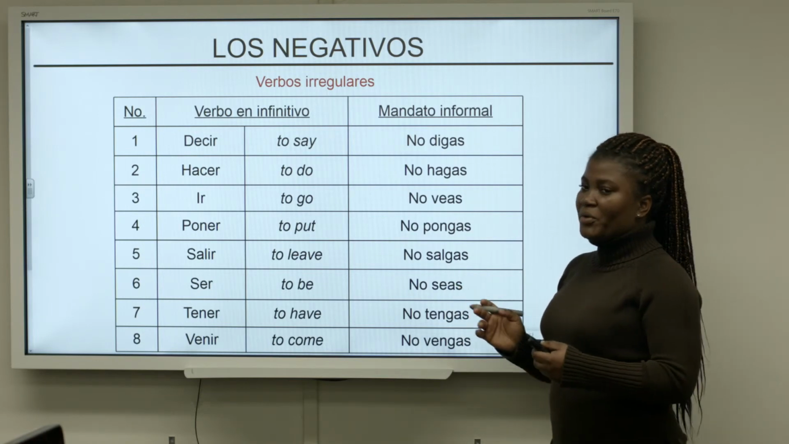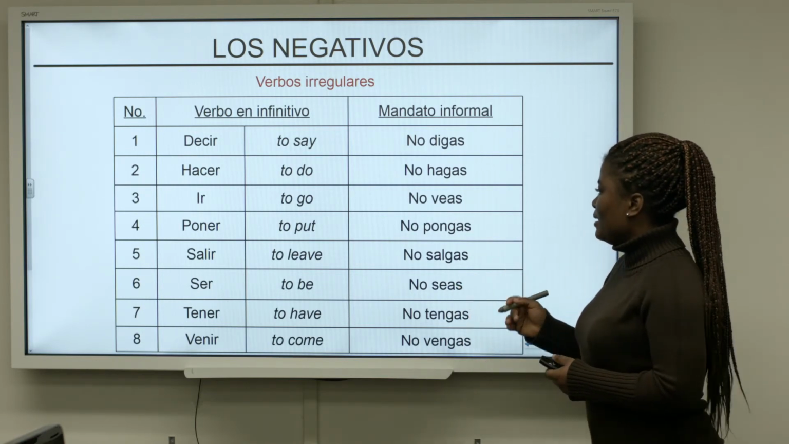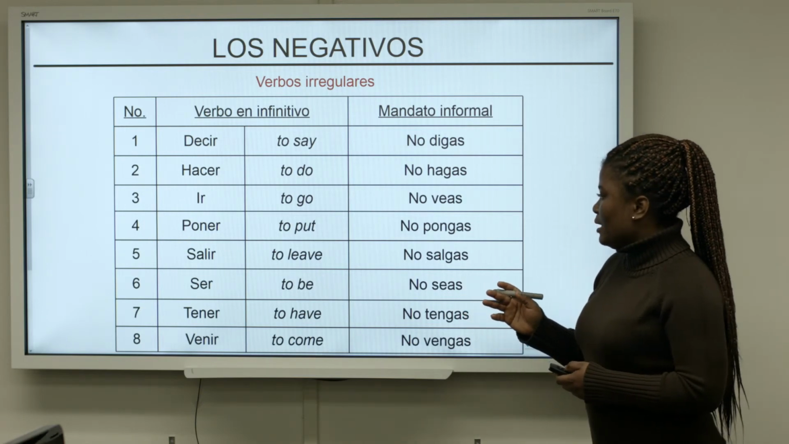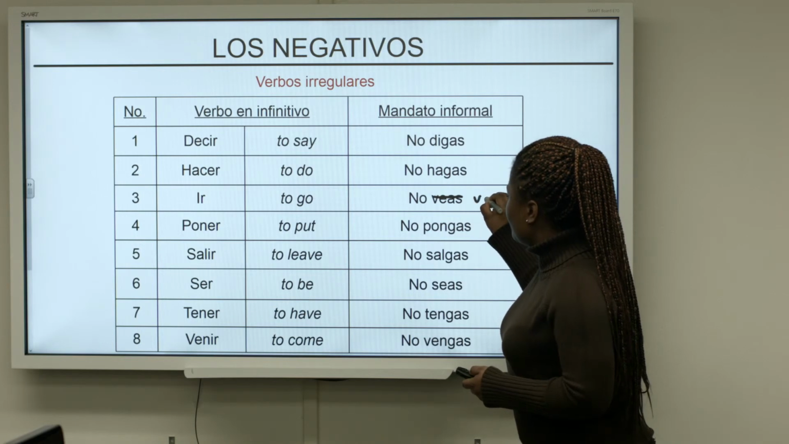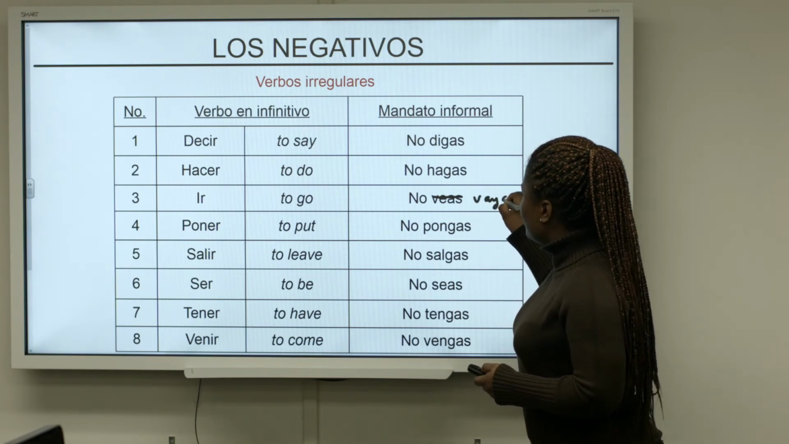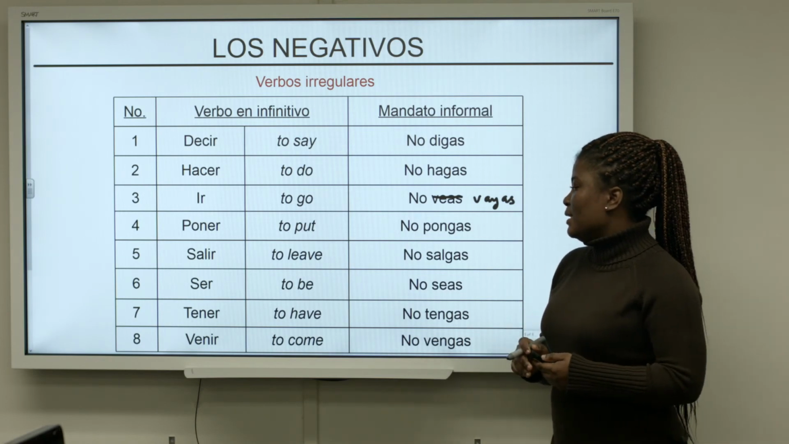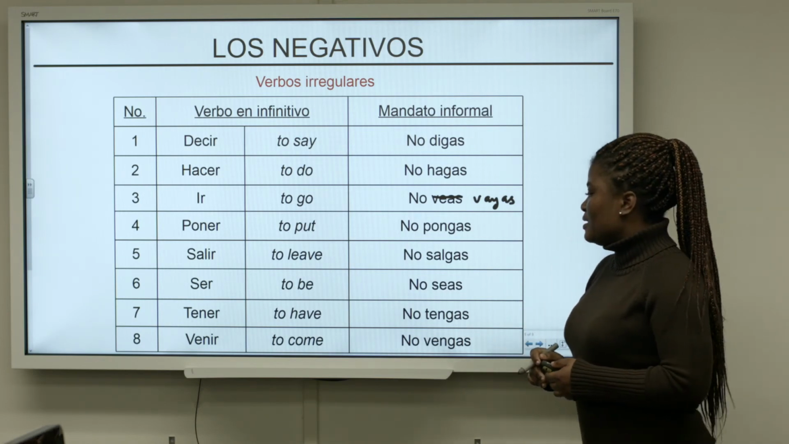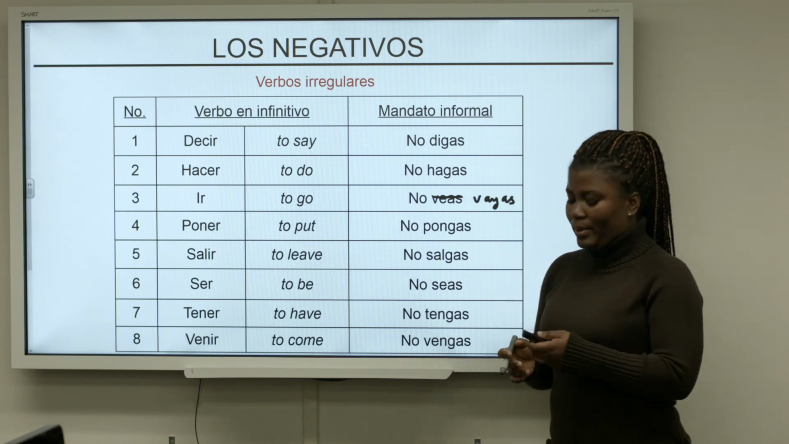And then we have for the irregular verbs, decir, no digas; hacer, no hagas; ir, no vayas. And then we have poner, no pongas; salir, no salgas; ser, no seas; tener, no tengas; and then venir, no vengas.